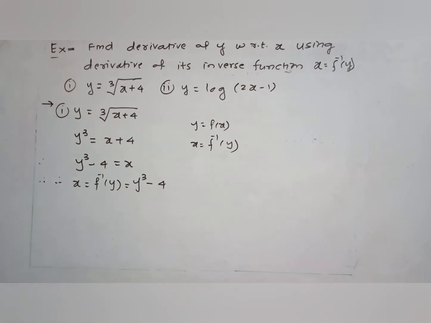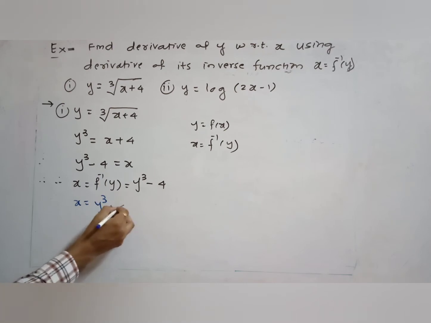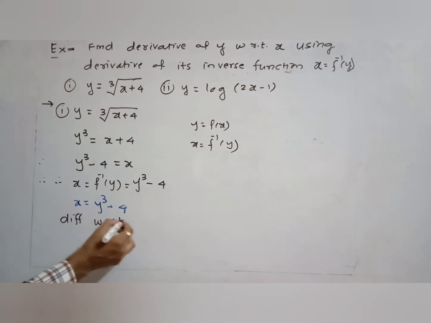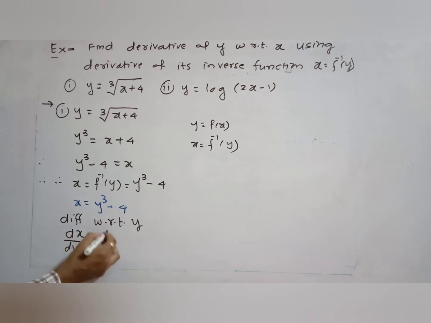So we have found the inverse function x is equal to f inverse y. In general x is equal to f inverse y, but in particular x is equal to y cube minus 4 in this example. So we shall use this x is equal to y cube minus 4, and we shall find dx by dy. So we have to differentiate this with respect to y. Differentiating with respect to y means d by dy of x, that is dx by dy, is equal to d by dy of the right hand side, which is y cube minus 4.